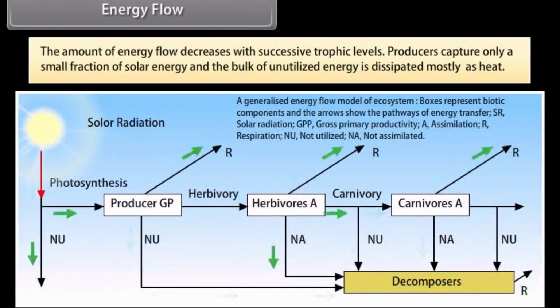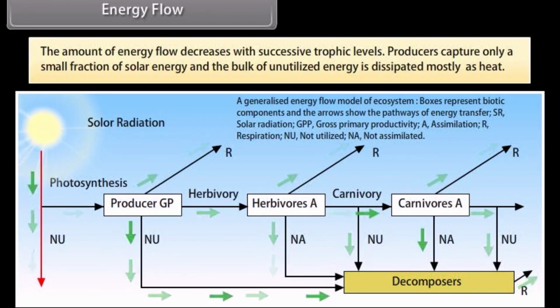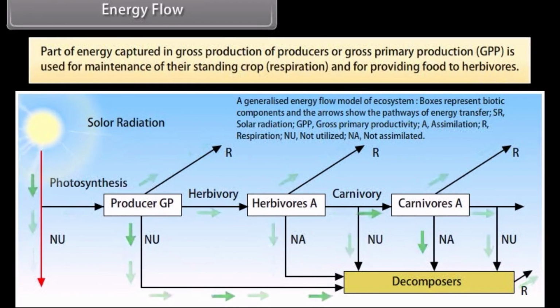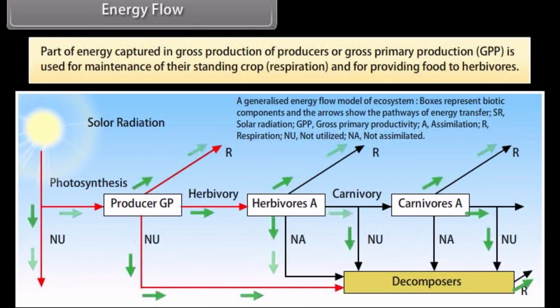The amount of energy flow decreases with successive trophic levels. Producers capture only a small fraction of solar energy, and the bulk of unutilized energy is dissipated mostly as heat. Part of the energy captured in gross primary production (GPP) of producers is used for maintenance of their standing crop, respiration, and for providing food to herbivores.